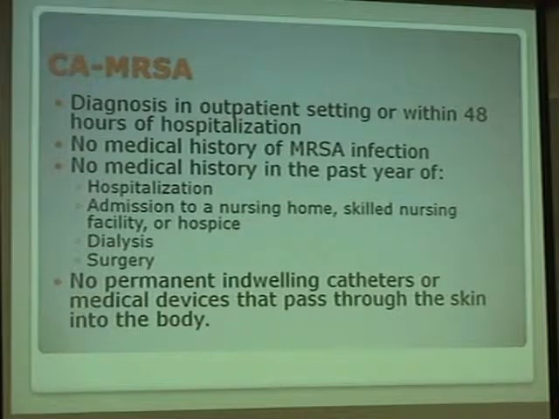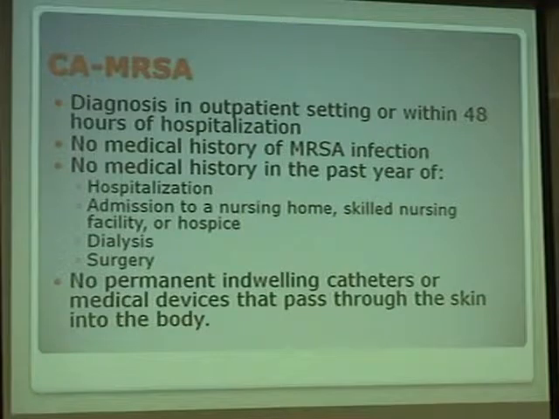So, community acquired. Obviously, if a patient is being seen outpatient, then most likely it would be community acquired. Or inpatient if it's a noted infection within 48 hours. Also, for it to be considered community-acquired, they wouldn't have had necessarily a medical history of having a hospital-acquired MRSA in the past. They would not fit these other criteria of having been hospitalized or being in a nursing home or hospice, dialysis, or recent surgery. And also, if patients have permanent indwelling catheters or medical devices, then they're more likely to have a hospital-acquired MRSA.